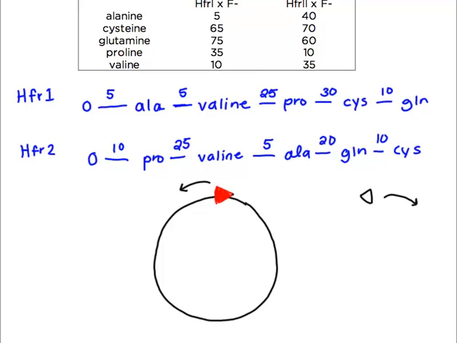So the first gene marker that we have for HFR1 was alanine. Then you had valine, and this had a 5-minute gap. So I'll draw like this and draw 5. Then you had 25-minute gap to proline.